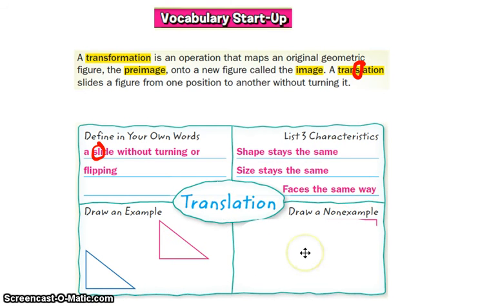Here would be a non-example, or a counter-example. See how it slid, but the shape turned the wrong way? It's not facing the same way, so this is not a good example of a translation, okay?